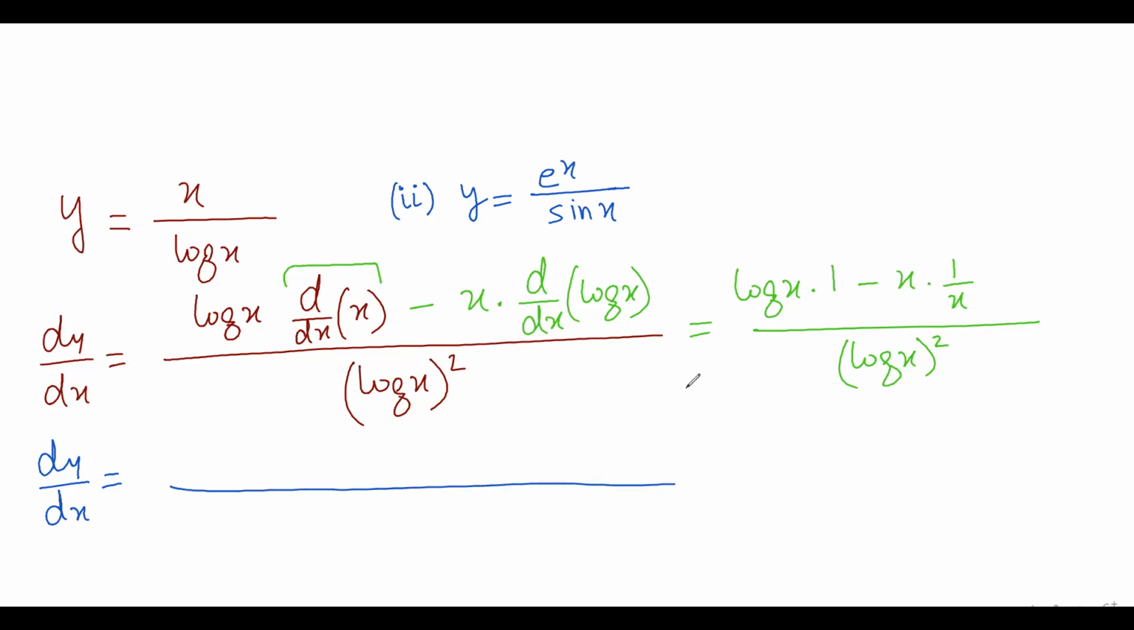नीचे डिनोमिनेटर में क्या लिखो रुद्र? Sin x square. साइन एक्स का होल स्क्वायर. फिर जिसका होल स्क्वायर लिया डिनोमिनेटर, I write it like this. Then I find the differential of the numerator. Are we clear? Yes.